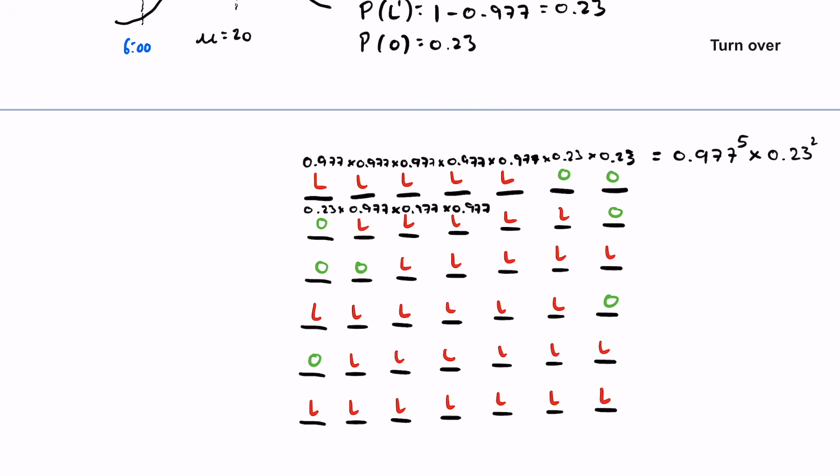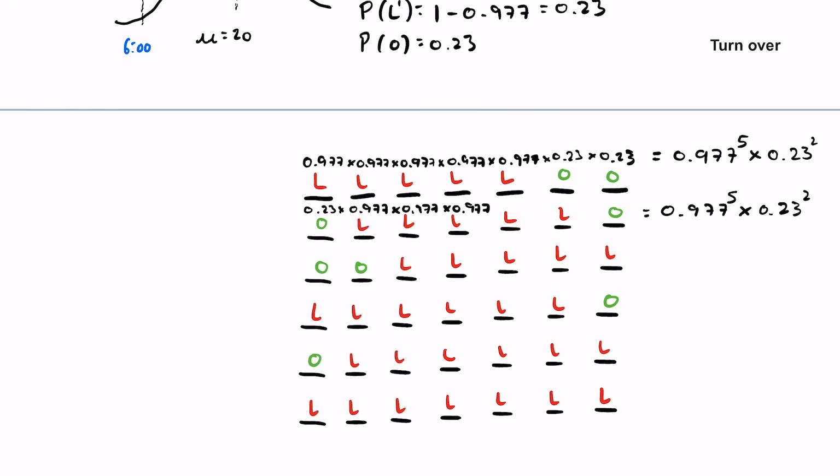Well, here, once again, we're going to multiply on time by itself twice, and we're going to multiply late, which is 0.977, by itself 5 times. So we're going to have 0.23 times 0.23, or 0.23 squared. And we're going to have 0.977 multiplied by itself 5 times, so raised to the exponent of 5. So in the end, we'll have the exact same situation: 0.977 raised to the power of 5 and 0.23 squared.